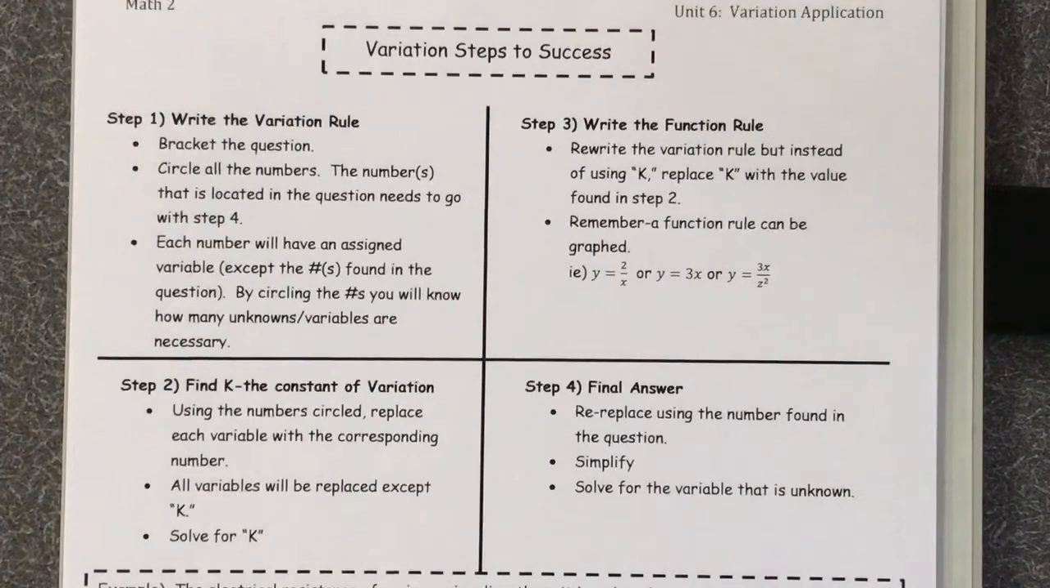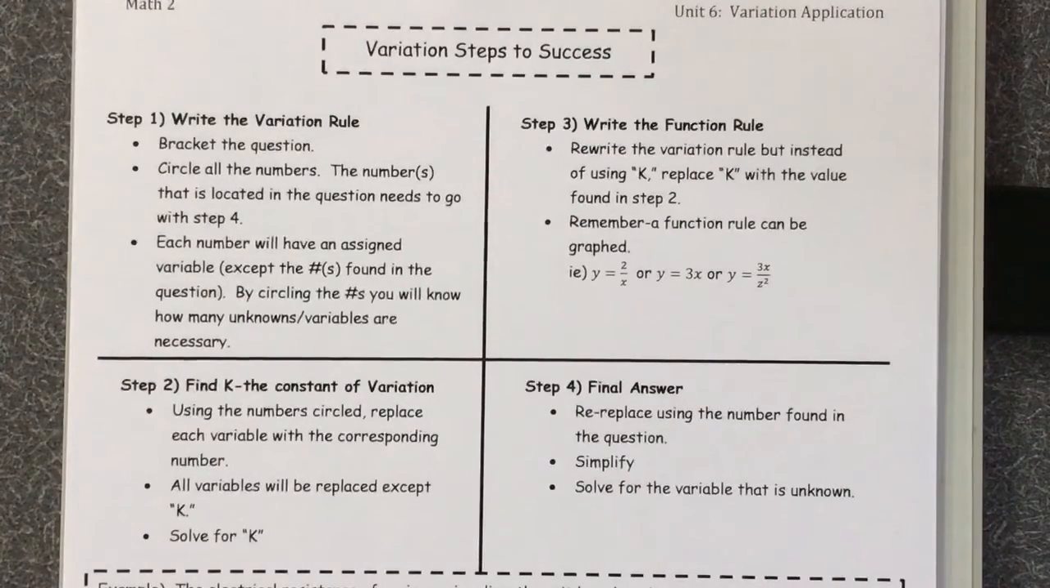So by circling the numbers, you will know how many unknowns or variables are necessary. Okay, so step 1, bracket the question and circle the numbers. All of the numbers that you find in the question go for step 4. The remaining numbers you use in step 2 to help guide you and also help you set up your variables.